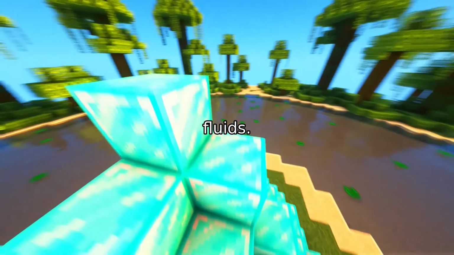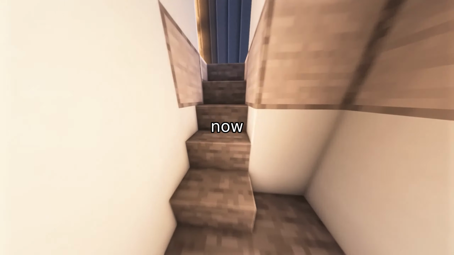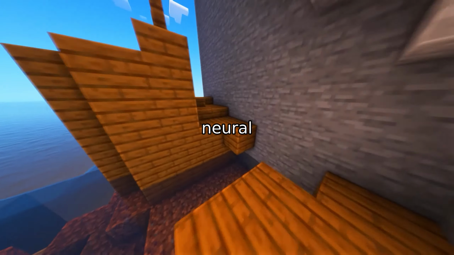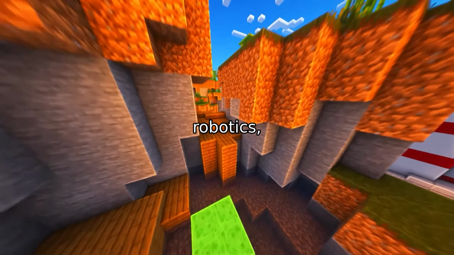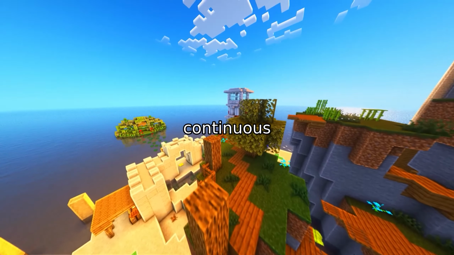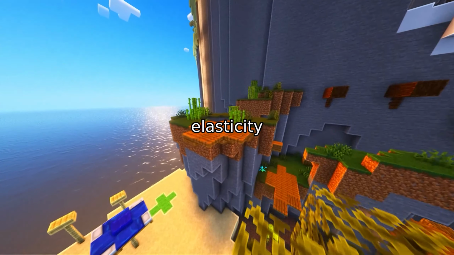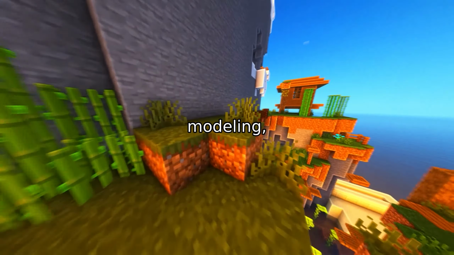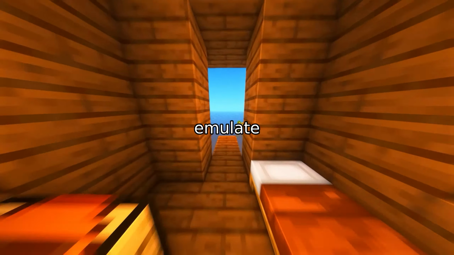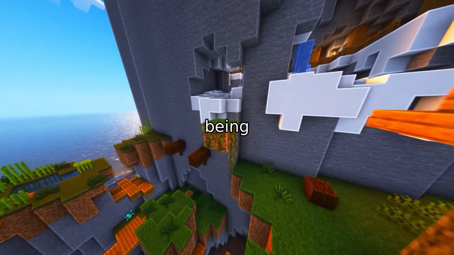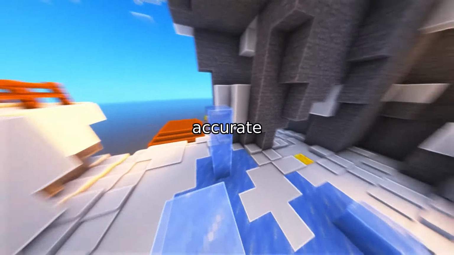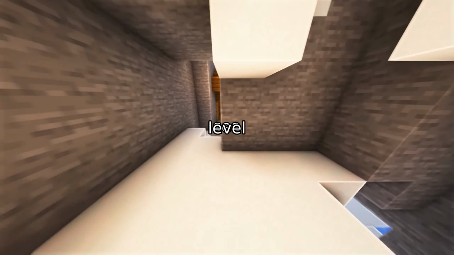And it's not just fluids. In materials science, AI is now simulating how cracks propagate through metal under stress, using finite element methods embedded within neural architectures. In robotics, AI learns to control soft robots, devices with no rigid parts, by simulating their continuous deformation using differential geometry and elasticity theory. Even in climate modeling, where traditional simulations are computationally prohibitive, physicists are training neural networks to emulate the behavior of massive climate systems, while being forced to obey thermodynamic constraints. The result? Faster, more accurate projections of global warming, extreme weather, and sea level rise.